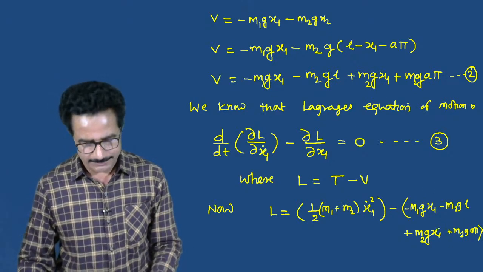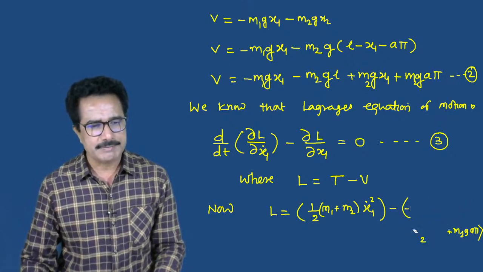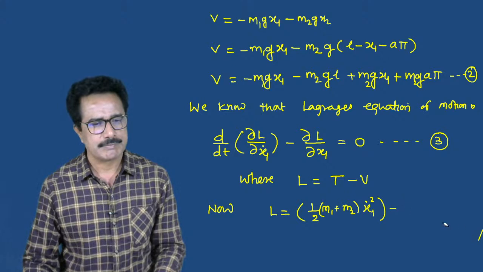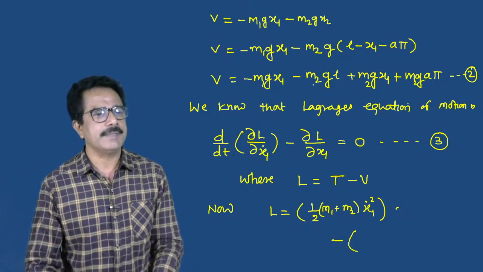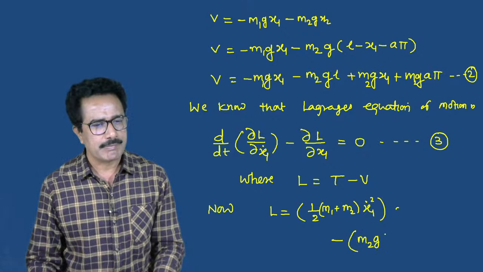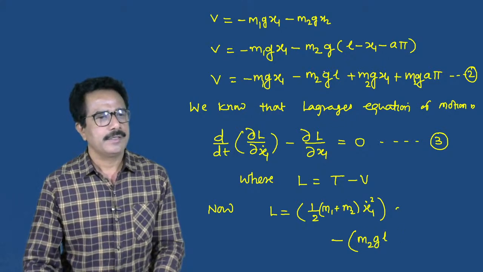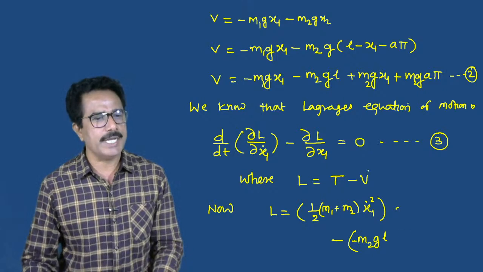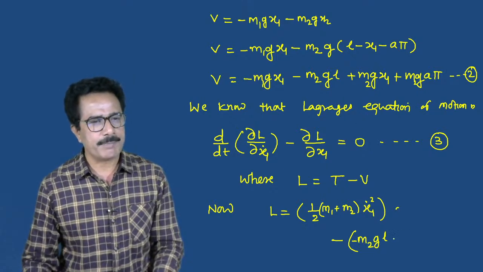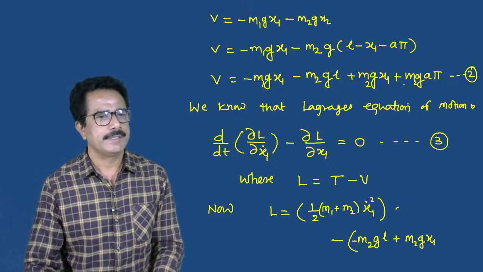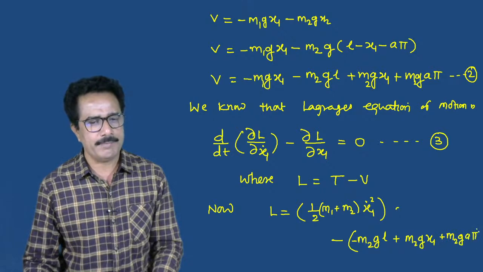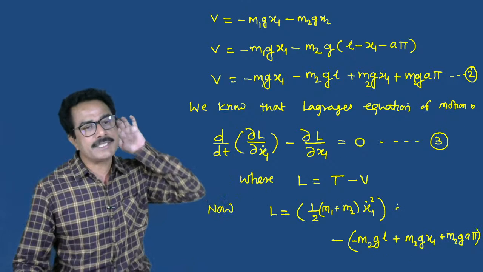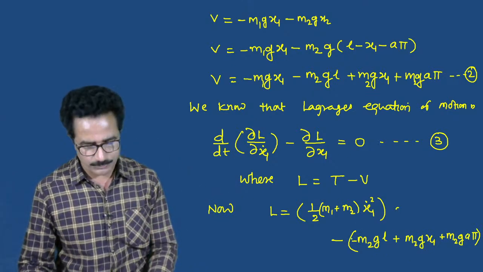How did 4 come here? One minute, we have to write this term again. I will write it down here. Minus, I shall write here m2 g l. This is a minus m2 g l, then this is a plus m2 g into x1, and this is a plus m2 g into a pi. Yes, look, is it correct? Check once. These are the 3 terms we have to replace. Actually 4 terms we have to replace here.